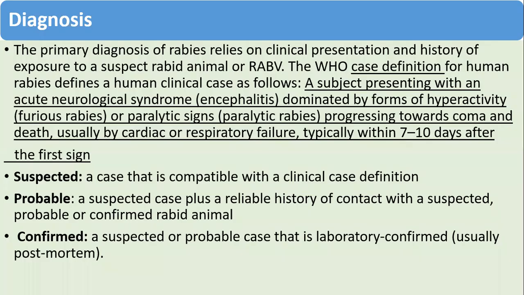As far as diagnosis is concerned, we label a case as one that has presented with acute neurological symptoms dominated by forms of hyperactivity or paralytic signs, which progress towards coma, usually ending in cardiac or respiratory failure within 7 to 10 days. A suspected case is one that is compatible with the clinical case findings. A probable case is a suspected case plus a reliable history of contact with a suspected, probable, or confirmed case, while a confirmed case is one that has been confirmed by laboratory findings.